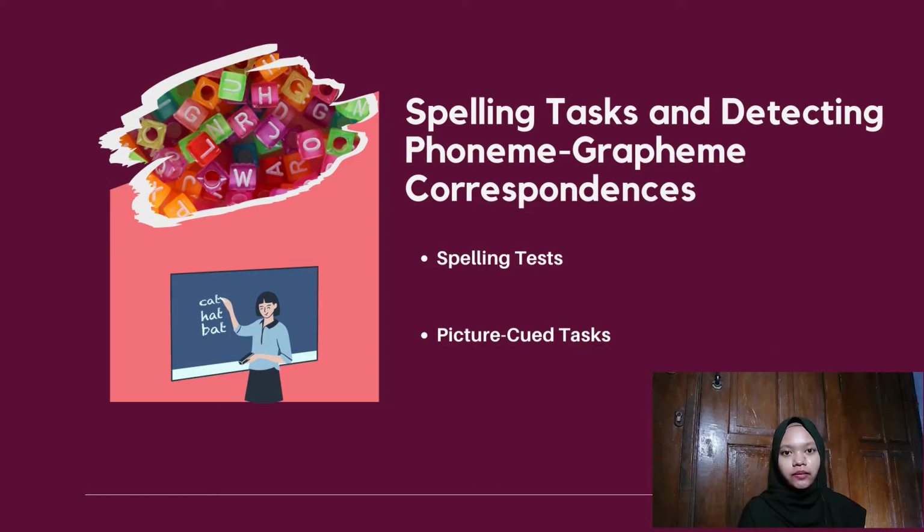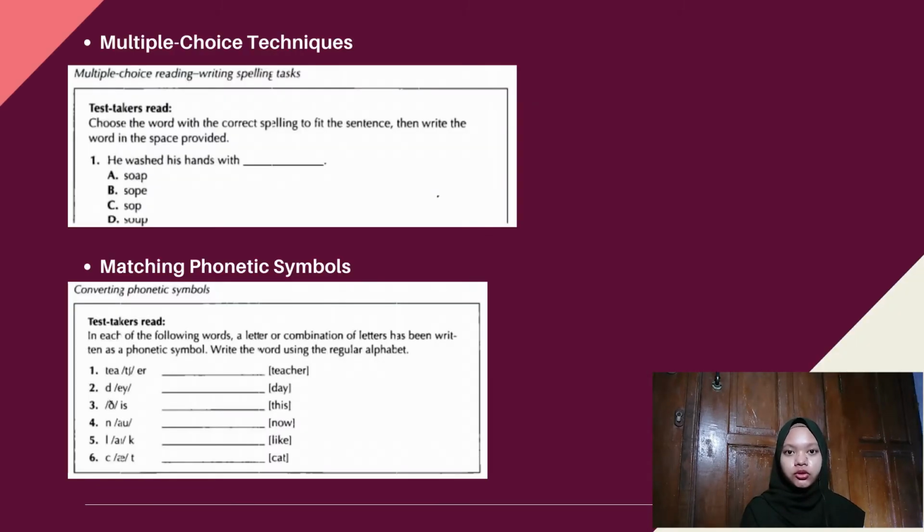Spelling tasks and detecting phoneme-grapheme correspondences. First, spelling test. The teacher dictates a simple sentence and repeats the sentence, then pauses for test takers to write the words. Scoring emphasizes correct spelling. Second, picture cued task. Pictures are displayed with the objective of focusing on familiar words whose spelling may be unpredictable. Third, multiple choice technique. Presenting words and phrases in the form of multiple choice tests. They can serve as formative reinforcement of spelling conventions. Fourth, matching phonetic symbols. This works best with letters that do not have one-to-one correspondence with the phonetic symbol.